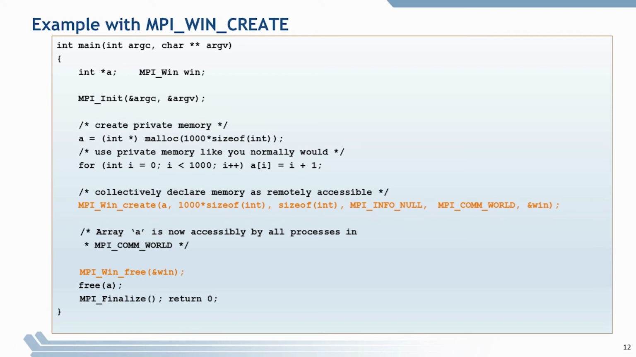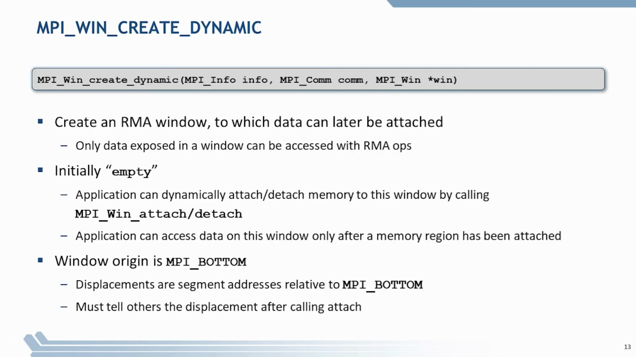Versions of Fortran after Fortran 2008 work fairly smoothly with the win allocate. Okay. And then we create dynamic. As I said, what if you don't know how much memory you're going to use? Well, in this case, you don't even pass it any memory. You're not starting with anything. What you're doing is creating a window to which you are going to later attach and remove memory.